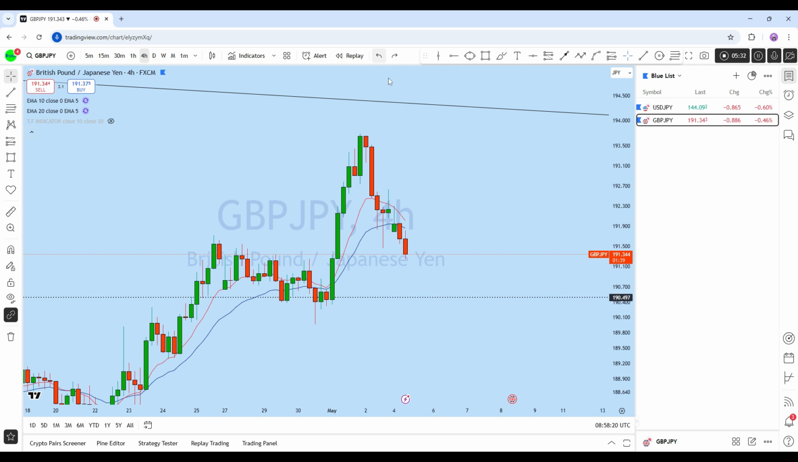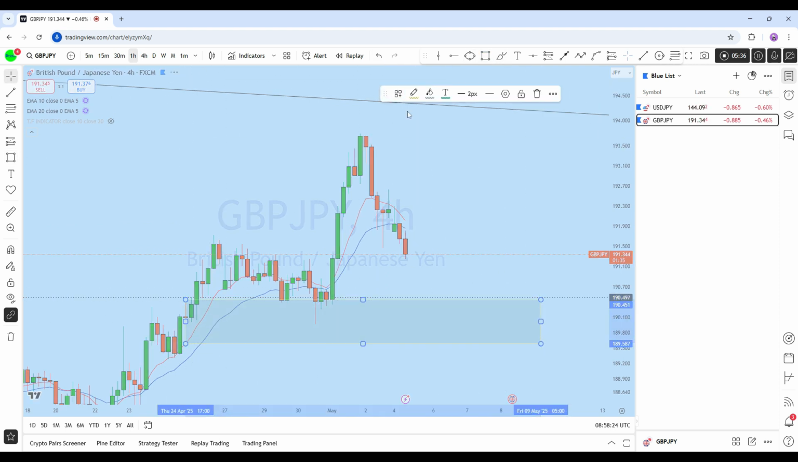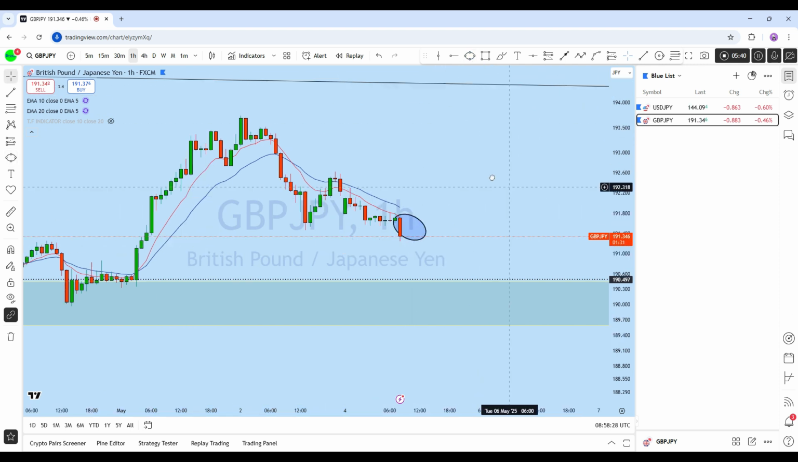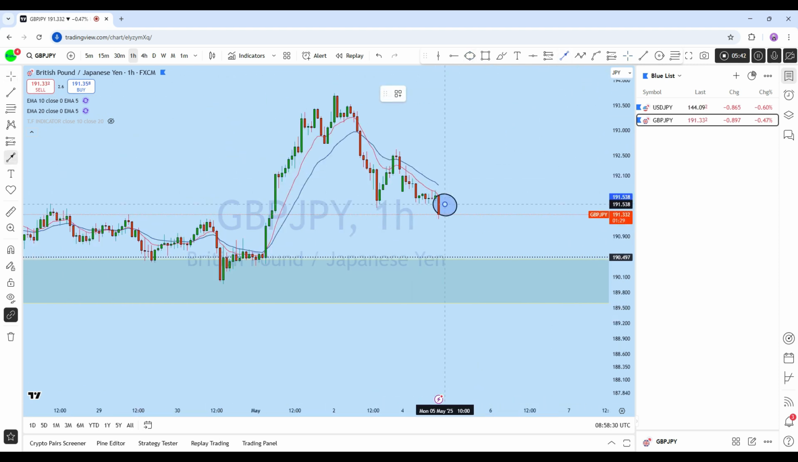So this is where the lower time frame price action comes in. As soon as we find a suitable entry after the price action confirmation, we will look for a selling opportunity on GJ for this potential move towards the downside.